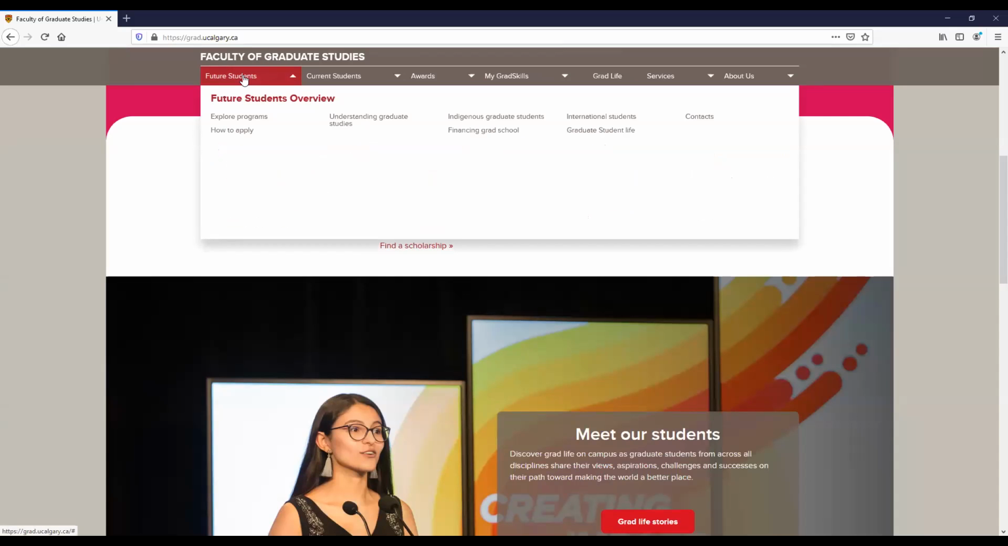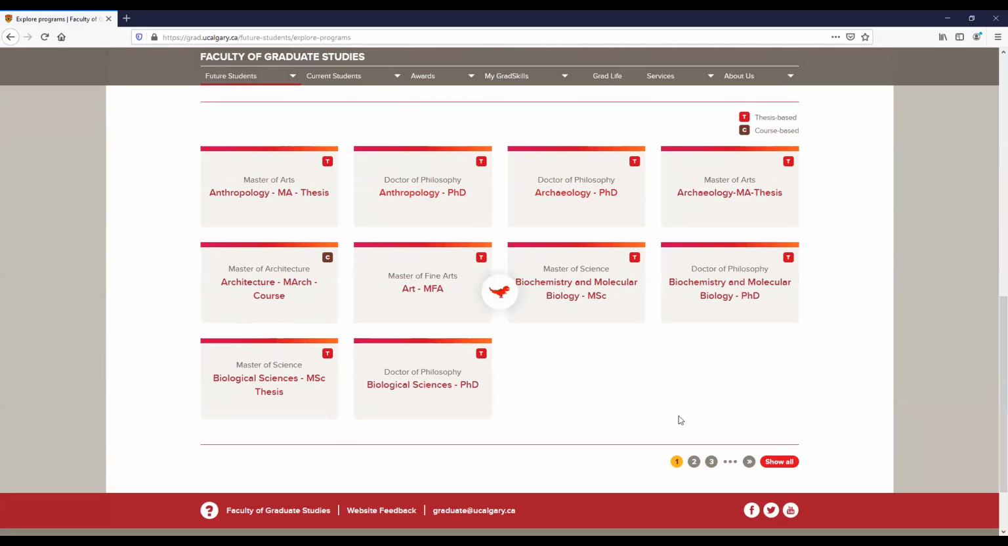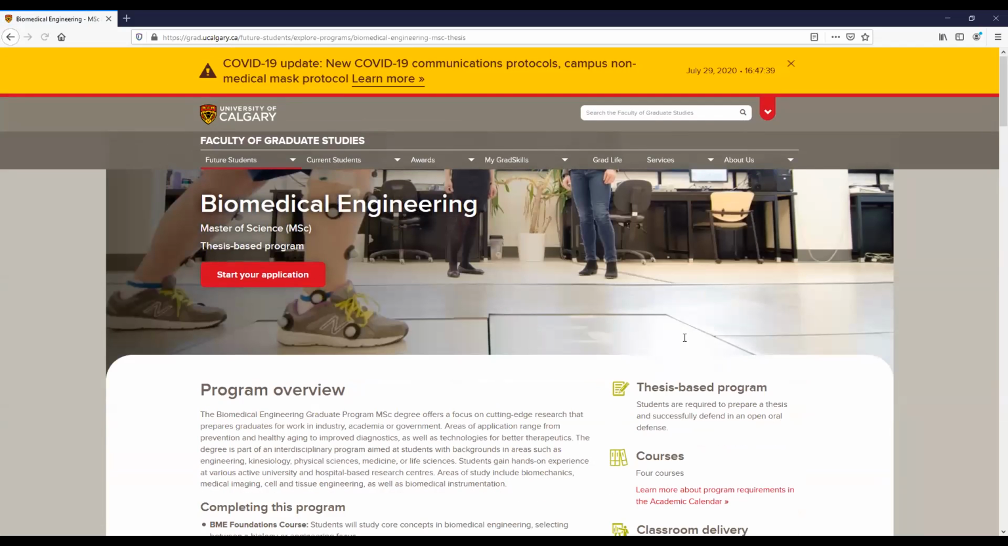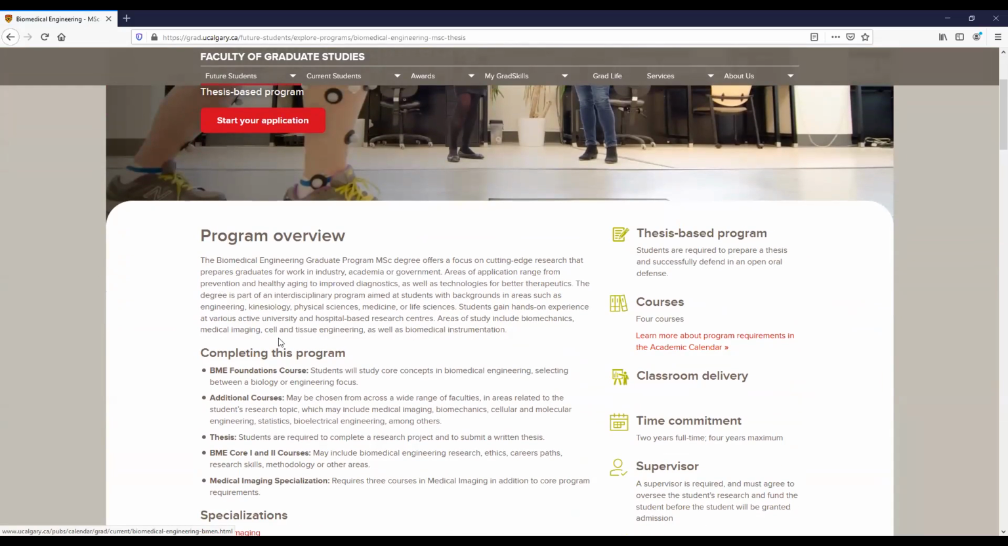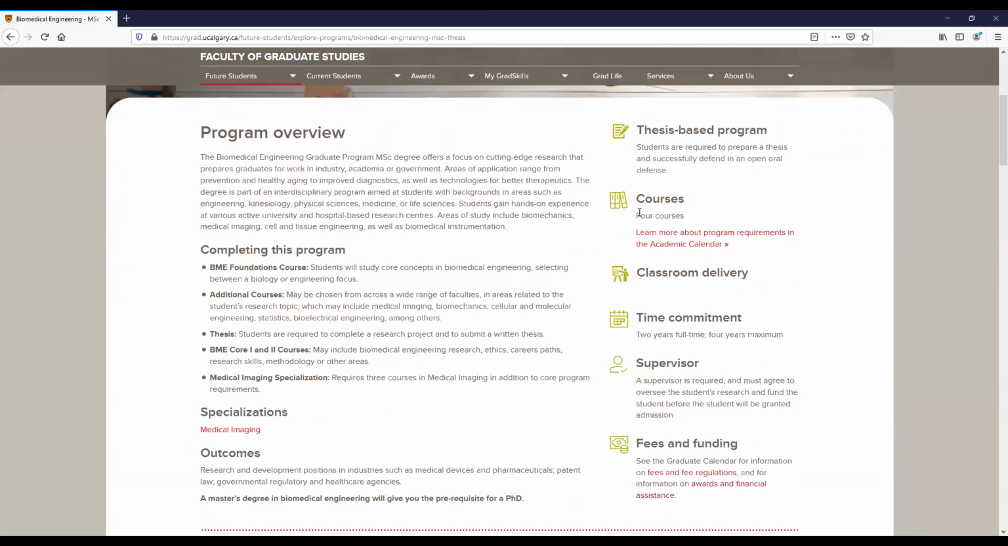So when you go onto our website and you go to Future Students, Explore Programs, you'll see a list of all our graduate programs. For example, if you are into biomedical engineering, a thesis base, you can click that. Again, it's similar to the slideshow. It'll tell you a little bit about the program and some things about the course, how many courses are required. And this program says a supervisor is required and must agree to oversee the student's research and fund the student before they will be granted admission.